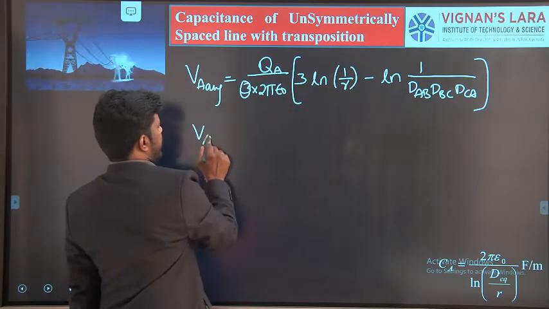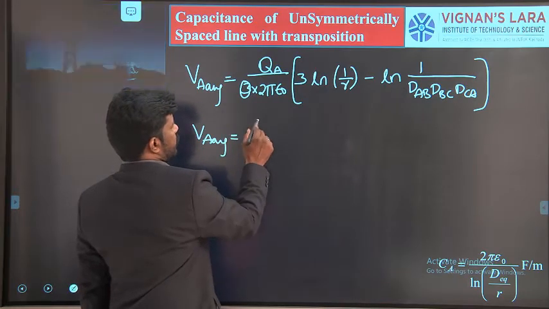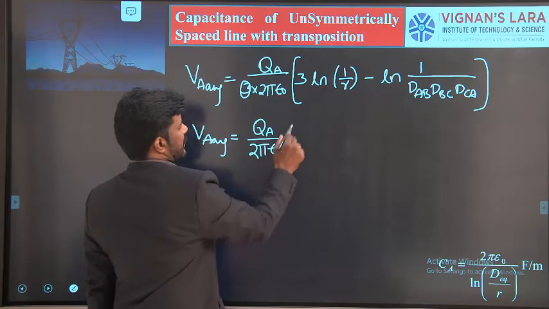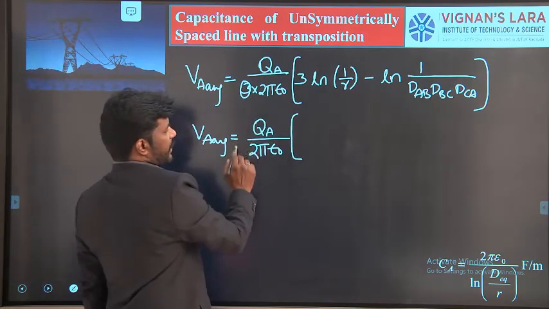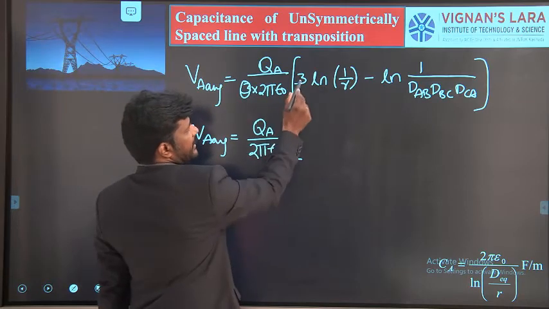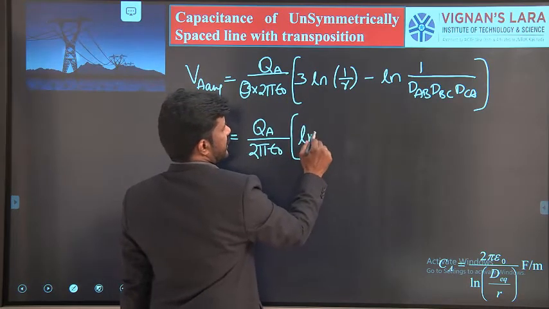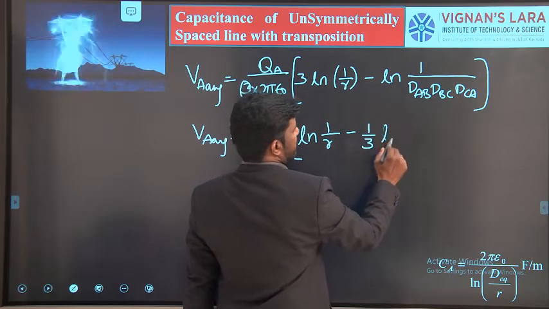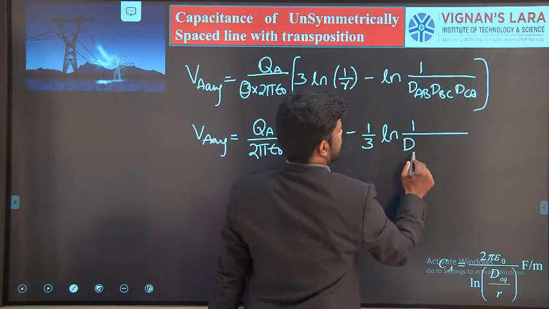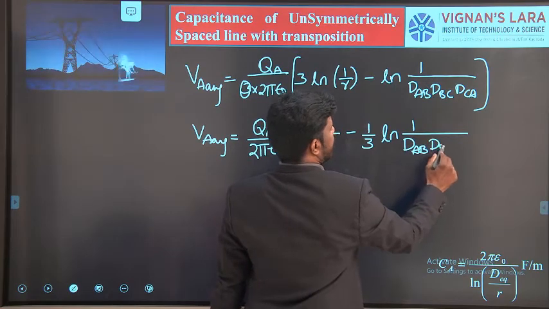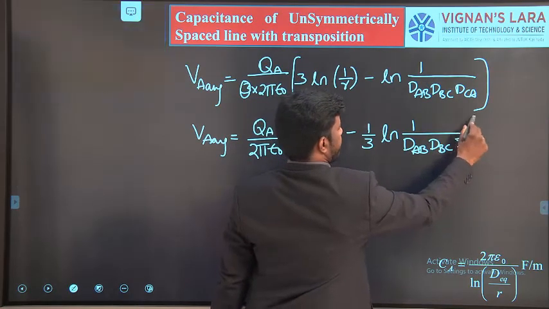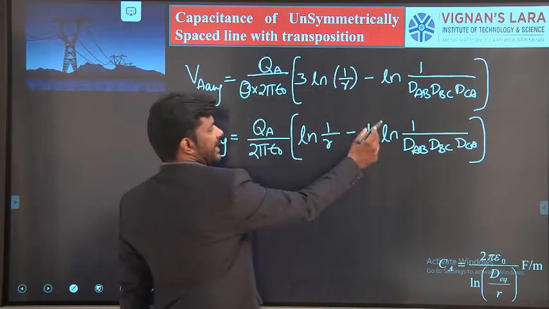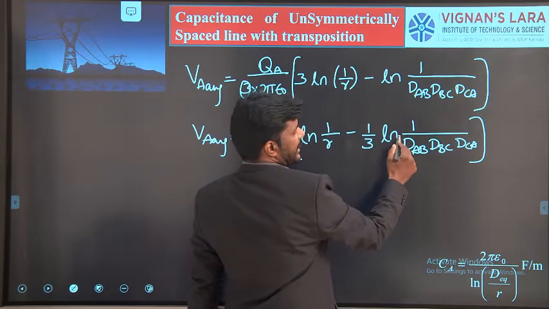That is, VA average is equal to charge QA by 2 pi epsilon naught, which was left over in the denominator. If I send this 1 by 3 inside, then 1 by 3 and 3 get cancelled. You will have a term ln of 1 by r minus 1 by 3 times ln of the product of the distances, which are called DAB, DBC and DCA. Simple mathematics. This 1 by 3 you can write as a power of 1 by 3, which can be written as a cube root.